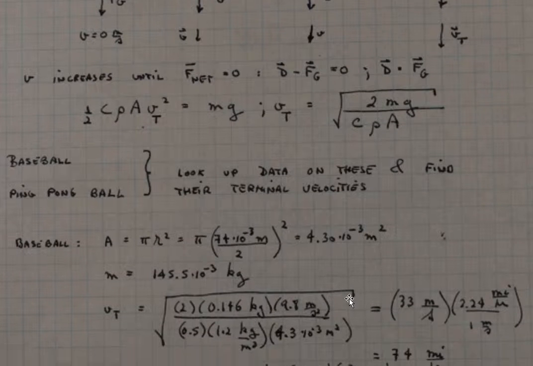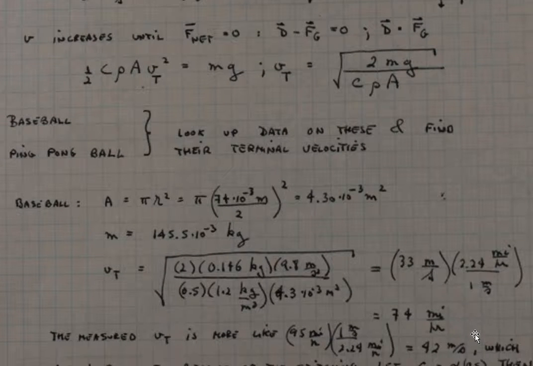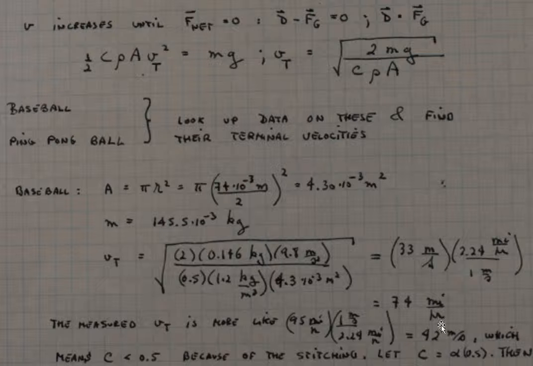And so V sub t, putting the numbers in, 2 times 0.146 times 9.8 meters per second squared. And I'm going to use a 0.5 factor as appropriate for a sphere, 1.2 kilograms per cubic meter for the mass density of air, and the 4.3 times 10 to the minus 3 square meter cross-sectional area, and that gives 33 meters per second, which when converted to miles per hour is 74 miles per hour.